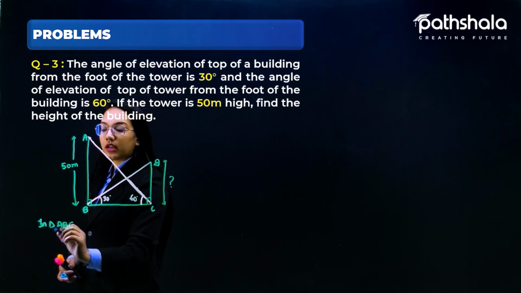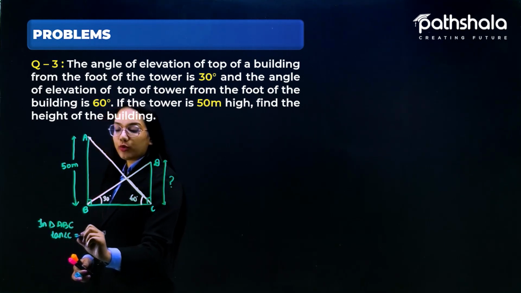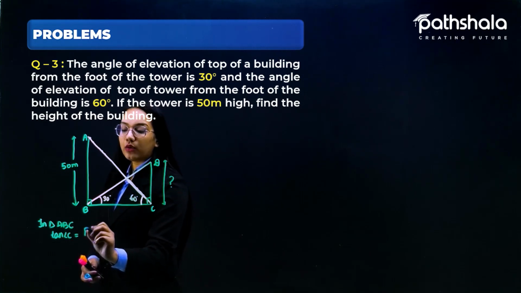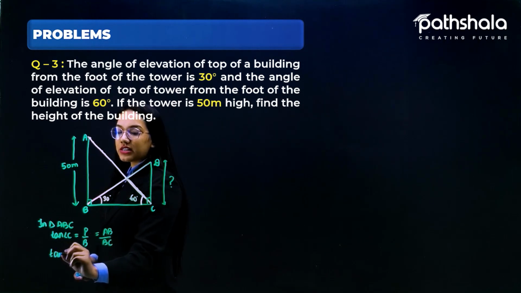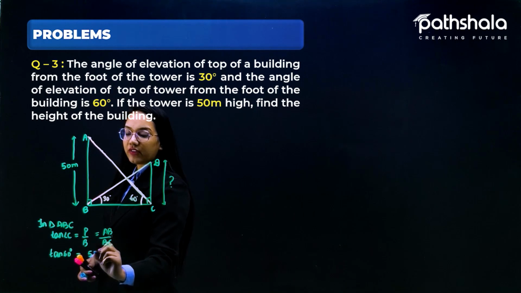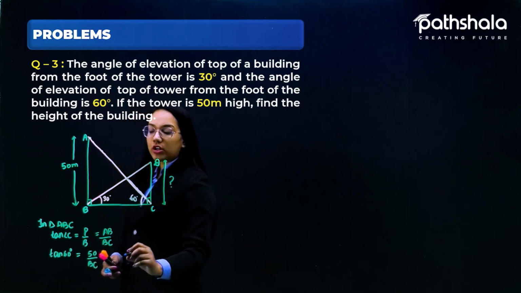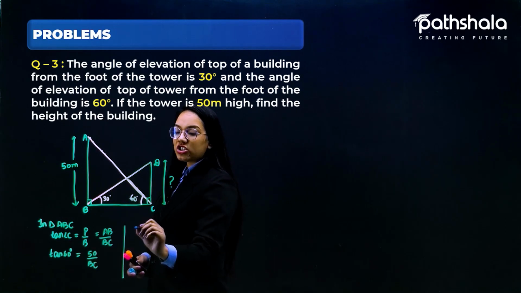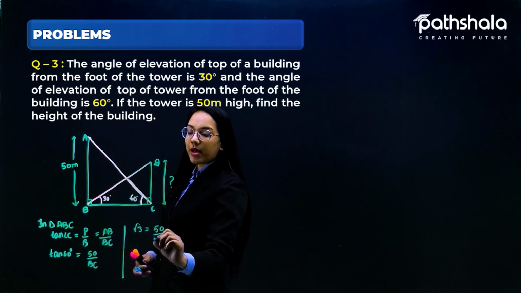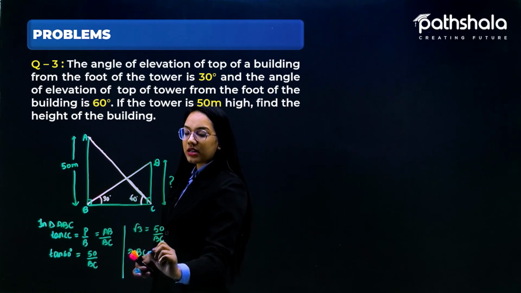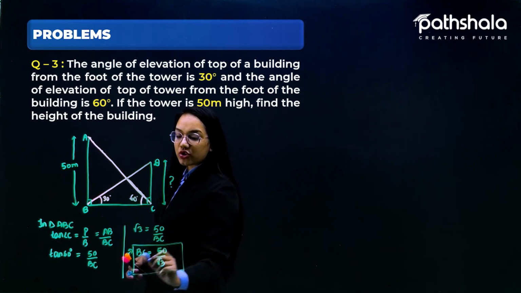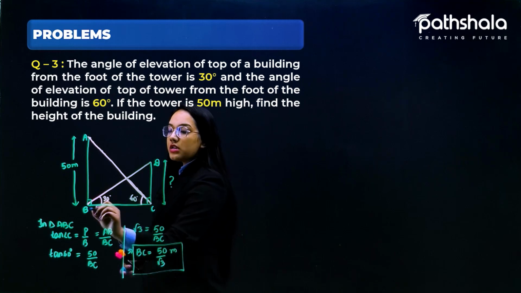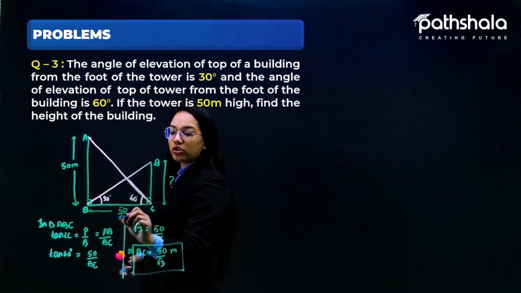So we can write tangent of angle C as perpendicular by base. Perpendicular is AB, base is BC. We know that angle C is 60 degrees. So this is 50 divided by BC. Further, we know that tangent of 60 is root 3, which is equal to 50 by BC. Now we can calculate BC as 50 by root 3. This is BC, that is the base, which is 50 by root 3 meters.